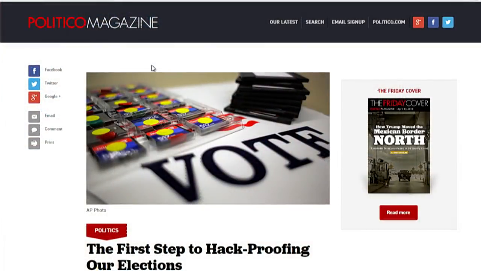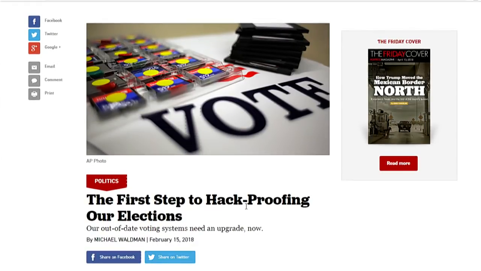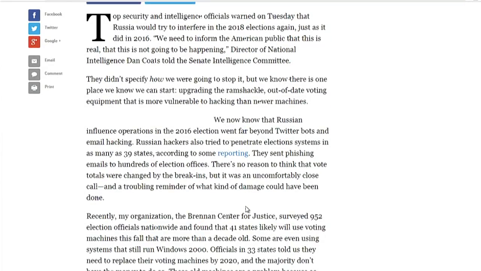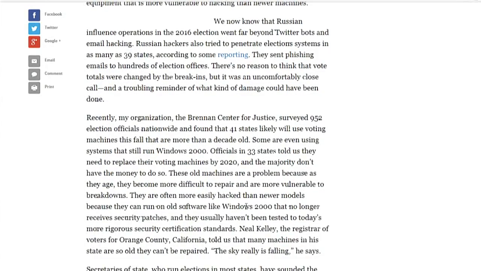You mentioned the Orange County Registrar of Voters, Neil Kelly. He pops up in one of the pieces that we have in the rundown, the Politico piece, and popped up just to depress the heck out of me as I was reading that. I was thinking, well, here we are in California. We're in a well-funded state that pays attention to such things. Maybe we're doing that gold standard of auditing. We're one of those three states. Neil Kelly, though, comes along and is quoted in this article saying that many machines in California are so old they can't be repaired and the sky is really falling, he says. Yeah. So. Yep. We are not in great shape.